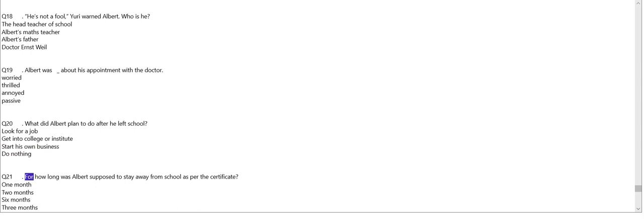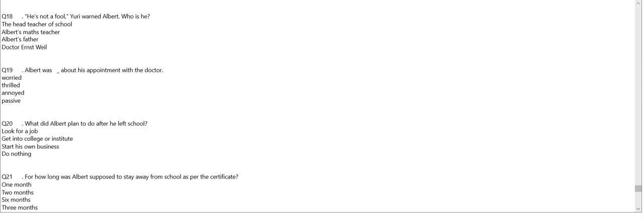Q21. For how long was Albert supposed to stay away from school as per the certificate? 1 month. 2 months. 6 months. 3 months. Q22. The doctor seemed to understand what Albert was going through because ___. He himself had been a student. He was paid well. He was new at being a doctor. None of the above. Q23. I'll never go back to that place. Which place is Albert referring to?